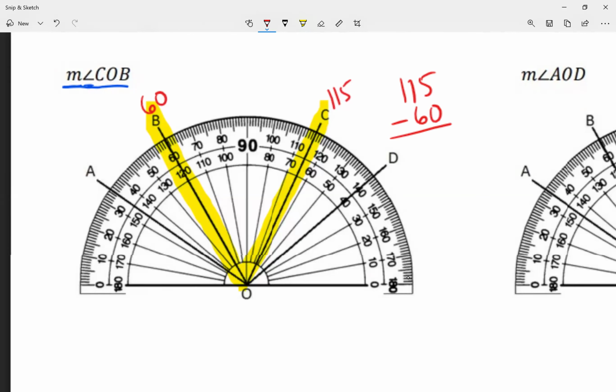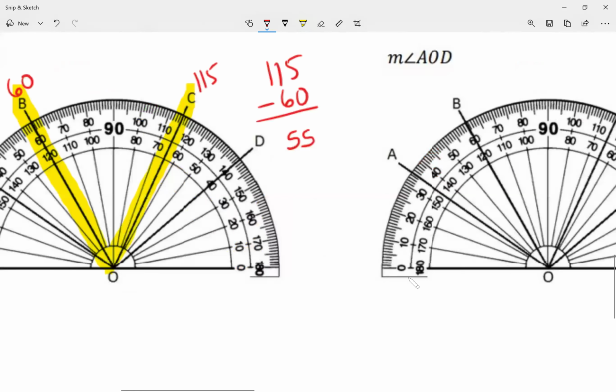I want you guys not only to know how to use a protractor, but also how to read the angle that I'm giving you. Okay, well, what's 115 minus 60? I get 55. So this is 55 degrees.